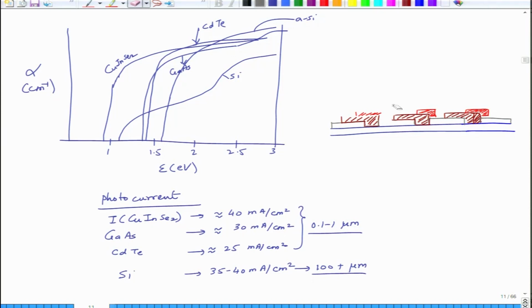So, hang on. So, you have, and then you put a top contact, and so on and so forth. And then of course you make a top glass cover. Okay. So, you have back contact, you have front contact, and you have in between semiconductor.